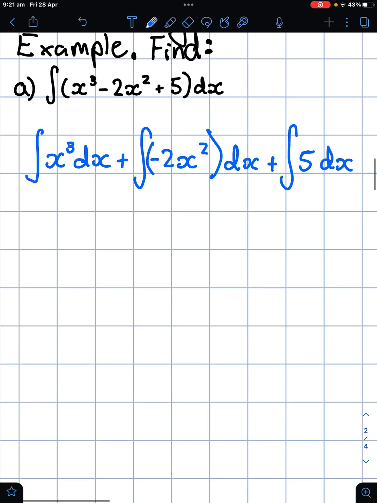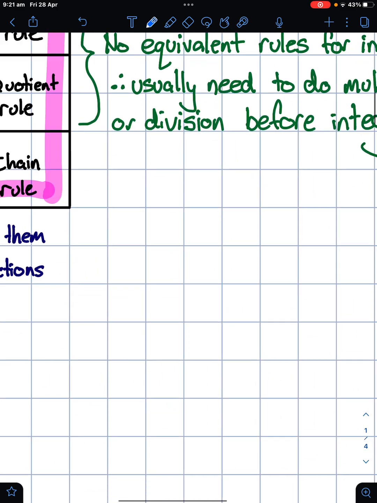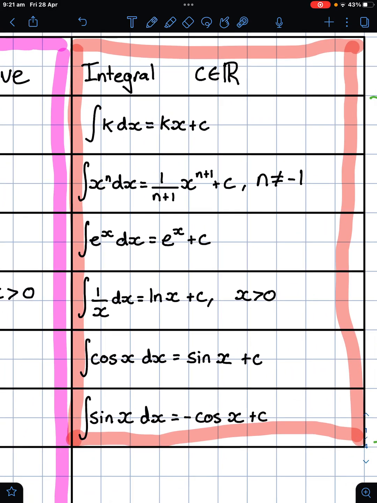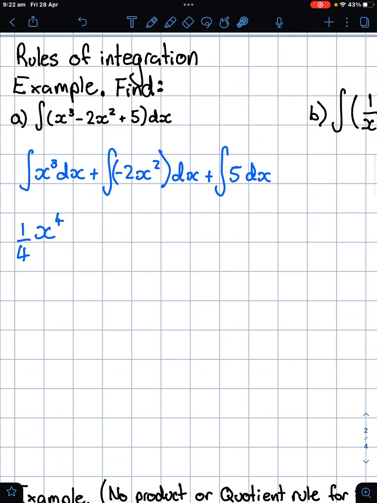So here we've got x cubed. What would give me x cubed? That's got to be x to the 4, and then it's going to be 1 over 4. Now, if we look back at our rule here, this is the equivalent of the integral. If I have a power, it's going to be n plus 1 in the power and over n plus 1. So here we've got n plus 1, so n was 3, so n plus 1 is 4, 1 over 4.